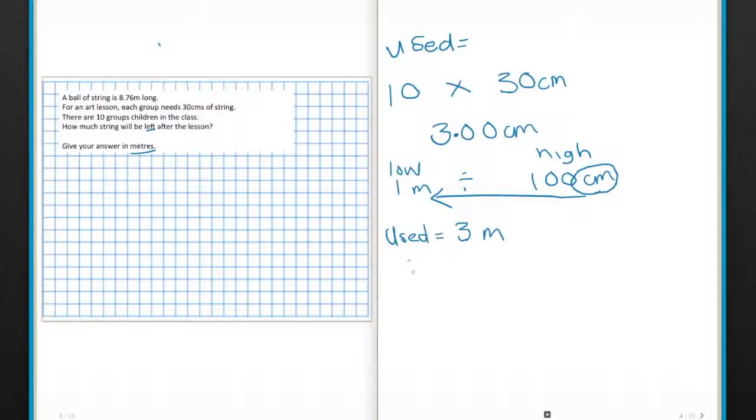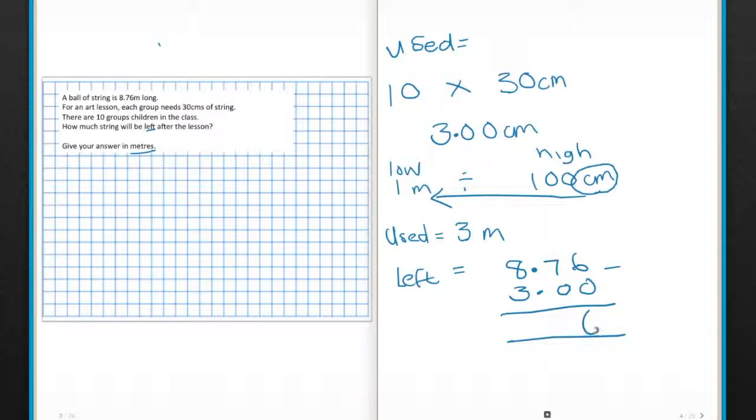So how much is left? Well, left is what we started with, take away what was used. Now I'm putting some zeros in to keep the numbers the same length, so it makes it easy. 6 take away nothing, 7 take away nothing, 8 take away 3. So that's what's left. 5.76 metres.